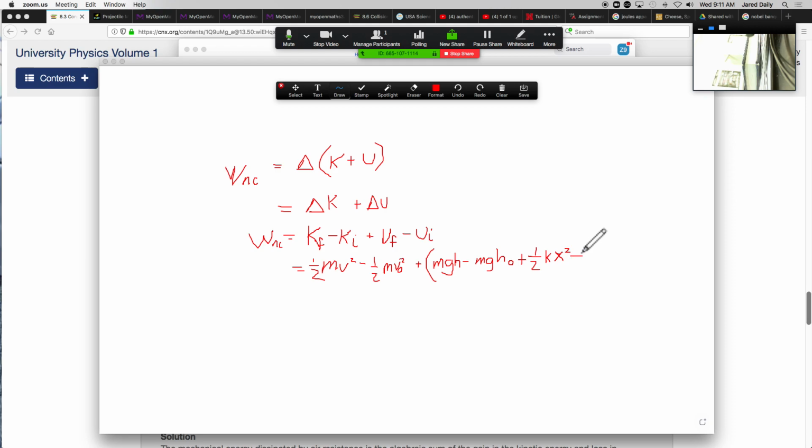And you would subtract off then the final potential energy, 1/2 K X naught squared. So you could have spring potential energy. And there are other types of potential energies. There's chemical potential energy that's stored in chemical bonds. You learn about that if you take a chemistry class.